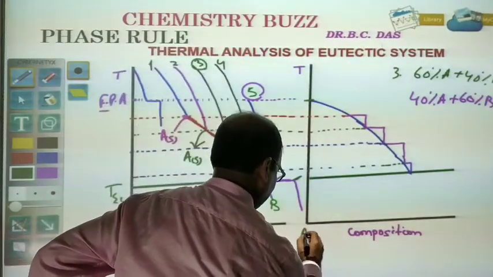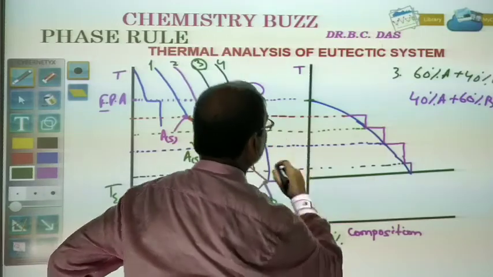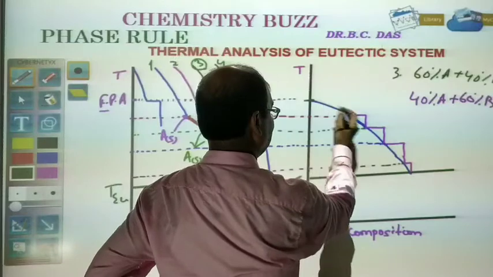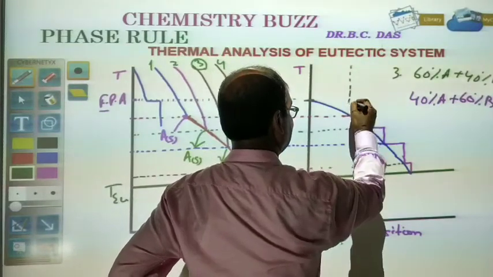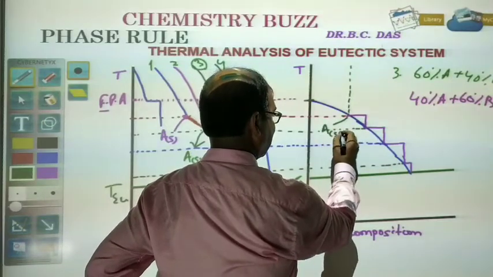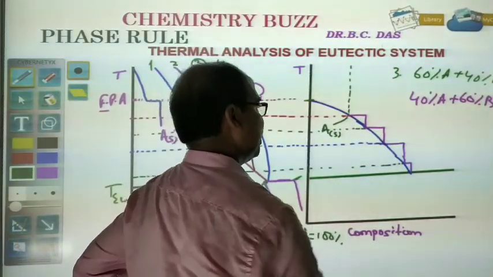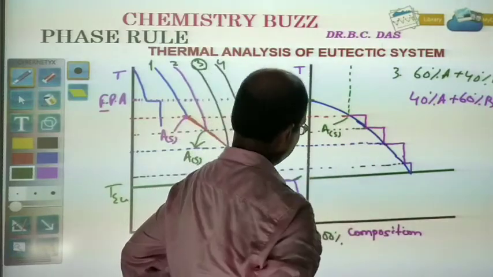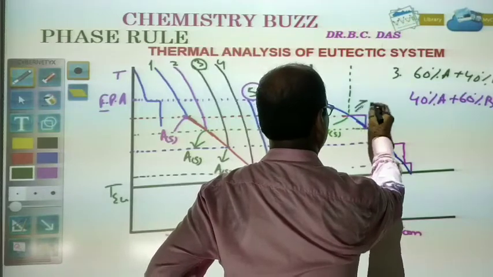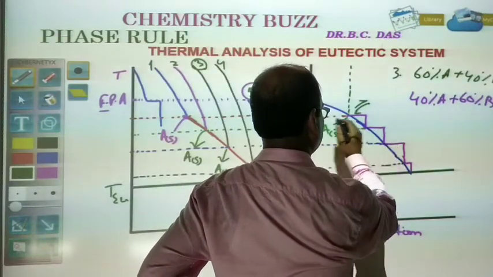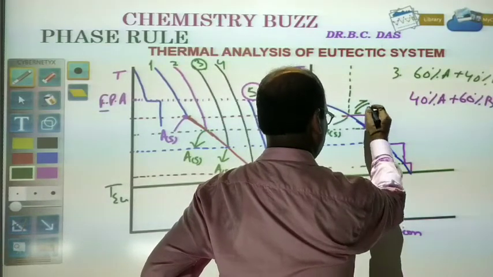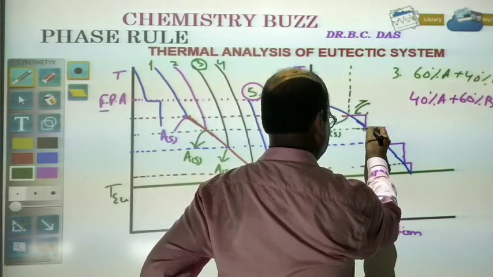For 20% B and 80% A, this is the freezing point. Here the solidification of A starts, solid A starts separating. You can also call this preferential solidification. At this point there will be equilibrium between the solid A and the solution. So the composition changes, and at this composition, on further lowering of temperature, the solidification will start here.